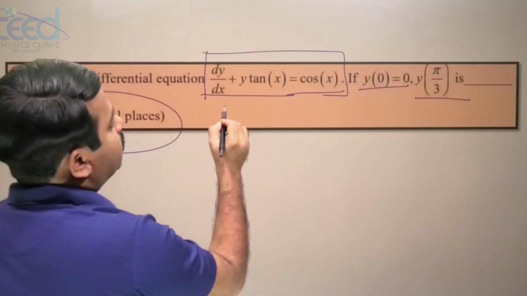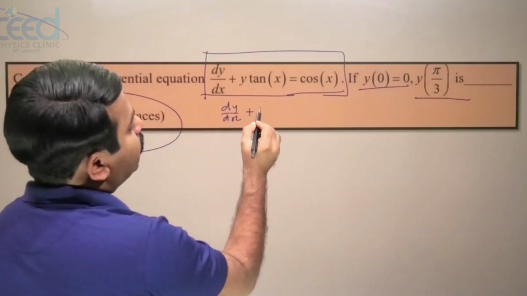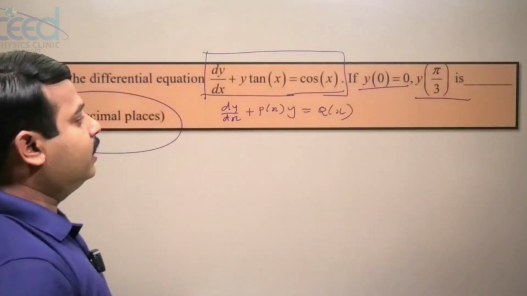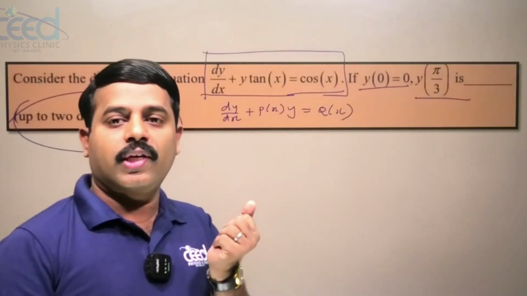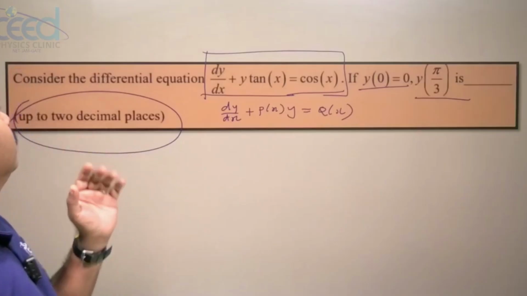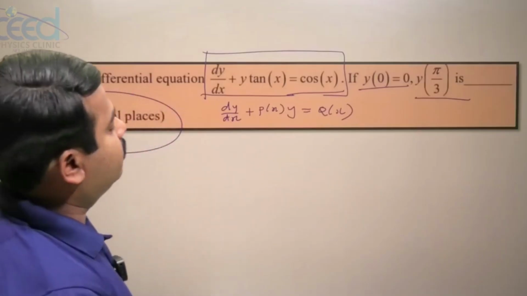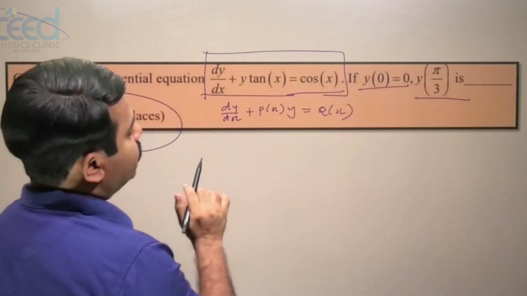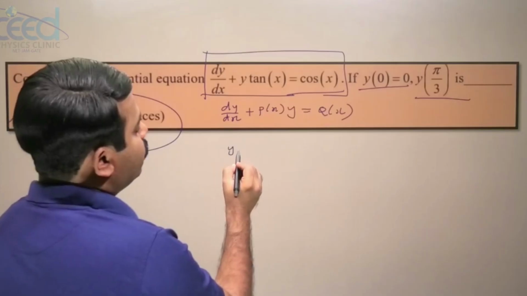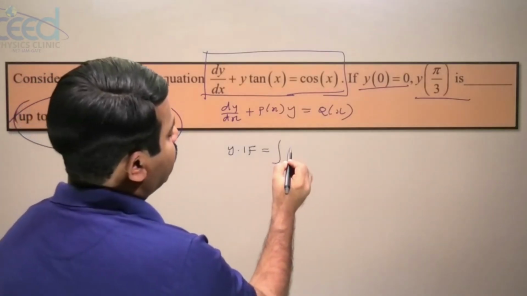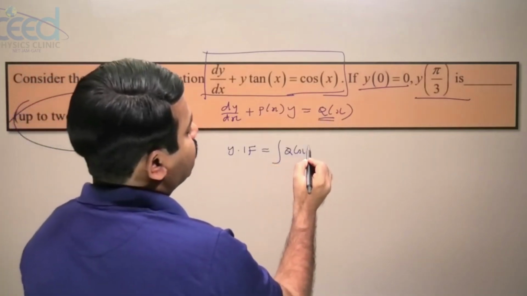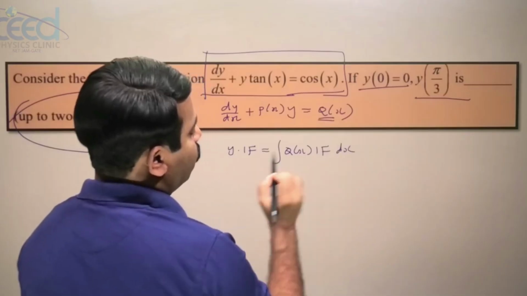This is dy/dx + p(x)y = q(x). In this case, this is a first order linear differential equation. To solve a first order linear differential equation, what is the method we discussed? We should find the integrating factor. Then y times the integrating factor is equal to the integral of q(x) times the integrating factor dx. This is the format.